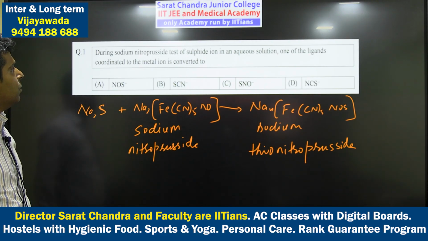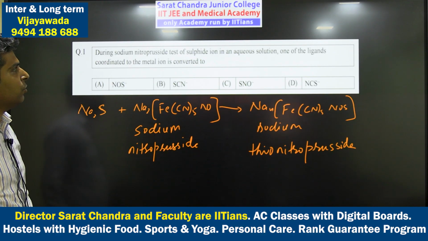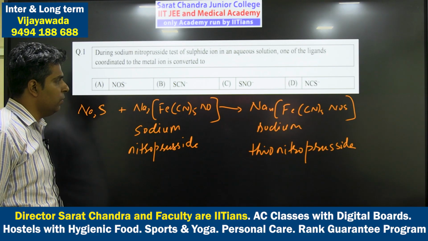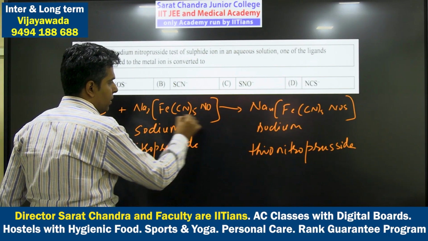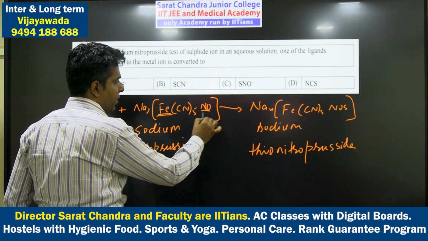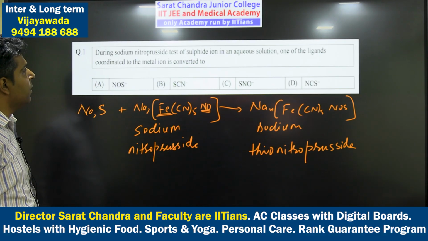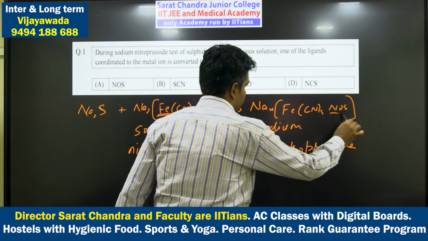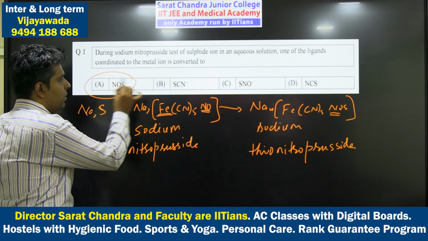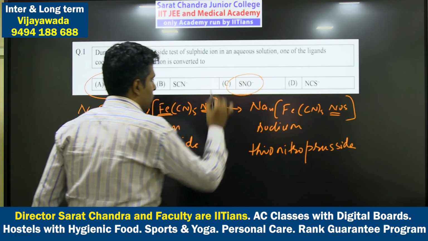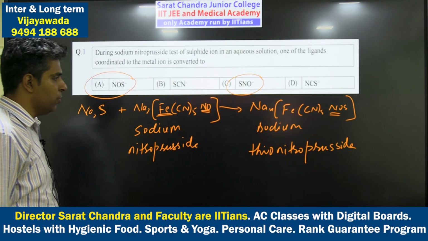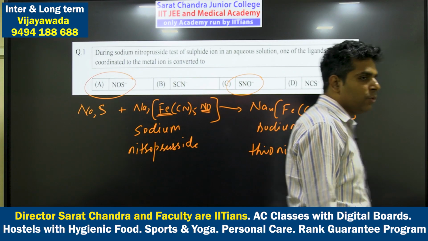Now the question is asking, during the sodium nitroprusside test of sulfide ion in aqueous solution, one of the ligands coordinated to the metal ion is converted into what? This is the metal ion in which there are 5 cyanide ligands and 1 NO ligand. This NO ligand is getting converted into the NOS ligand. And if you see the options, NOS minus is there, SNO minus is also there. So let us go to the structure of sodium nitroprusside.